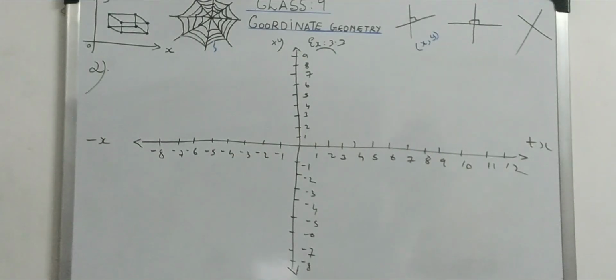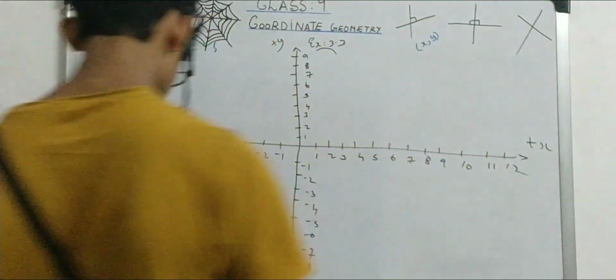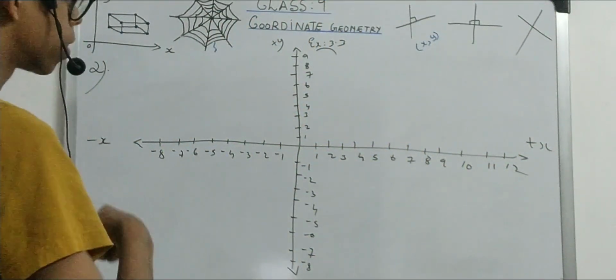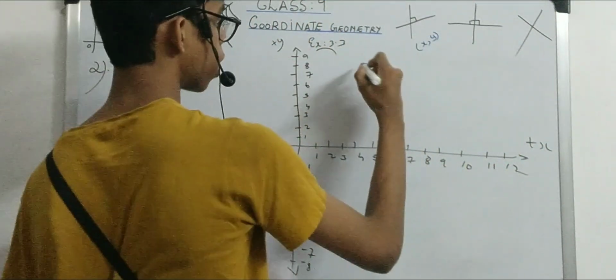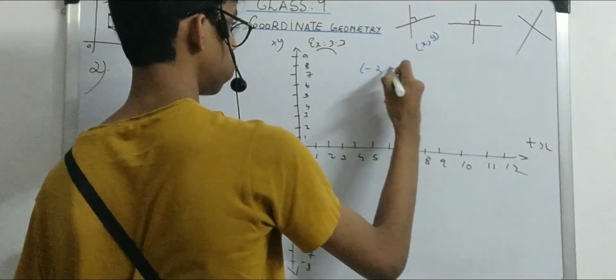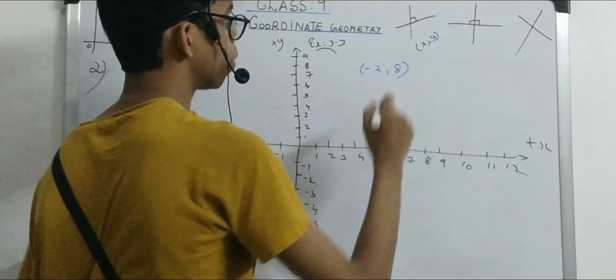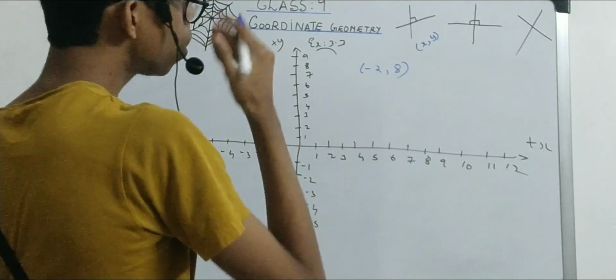Similarly, now let's see our next question. The question is: plot the points x comma y in the following table on the plane, choosing suitable units of distance on the axes. So we have to simply plot the various points. They are given to you in the form of a table with x and y. The first one is minus 2 and 8. For x it is minus 2, for y it is 8. So minus 2 comma 8 is the coordinates.